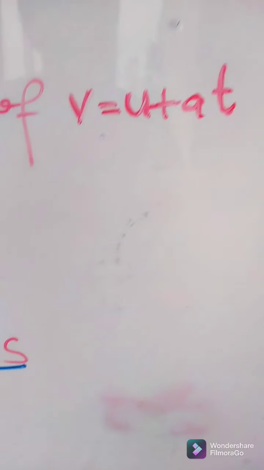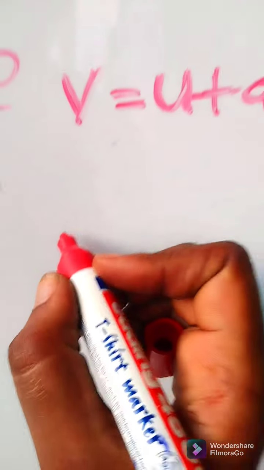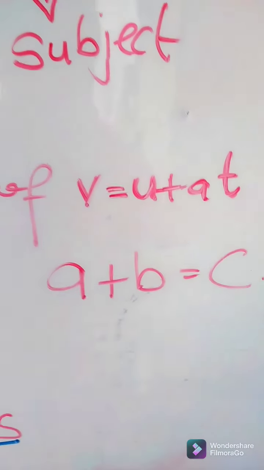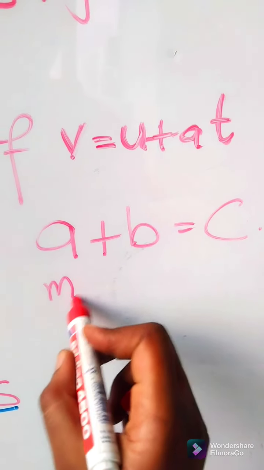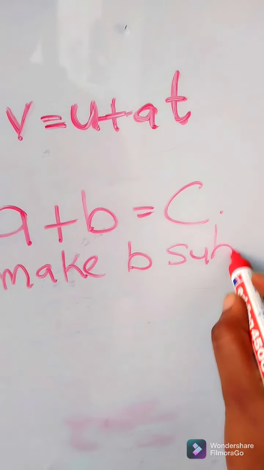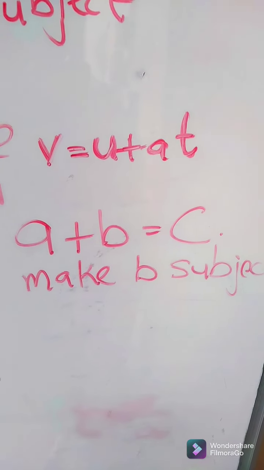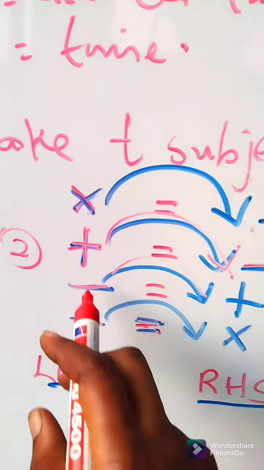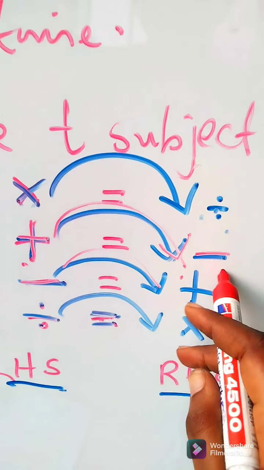So let's not overflog this equation. Let's try some other equation. So we can say A plus B equal to C. Given A plus B equal to C, make B the subject of this expression. Okay, so let's remember our operation. Positive on the left hand side flips over to the right hand side and becomes negative.